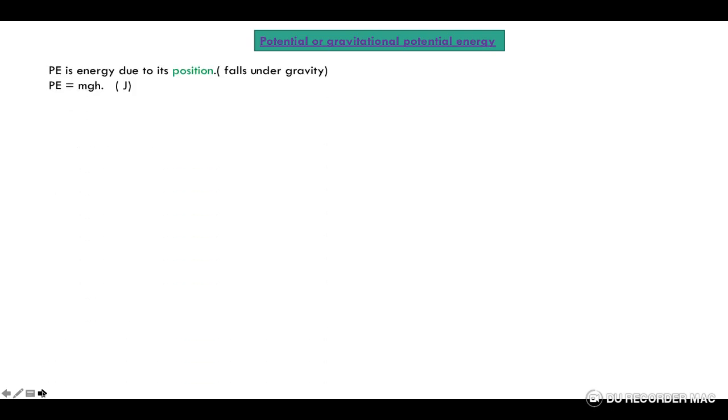Now what is the second form of energy we will discuss here? That is the potential energy. So we can say potential energy or gravitational potential energy, both are the same. The potential energy of an object is due to its position. As kinetic energy was due to speed, the potential energy is due to its position. And that is, the object must be at a certain height. So we can calculate it by the formula mgh, or we can say weight multiplied by the height.